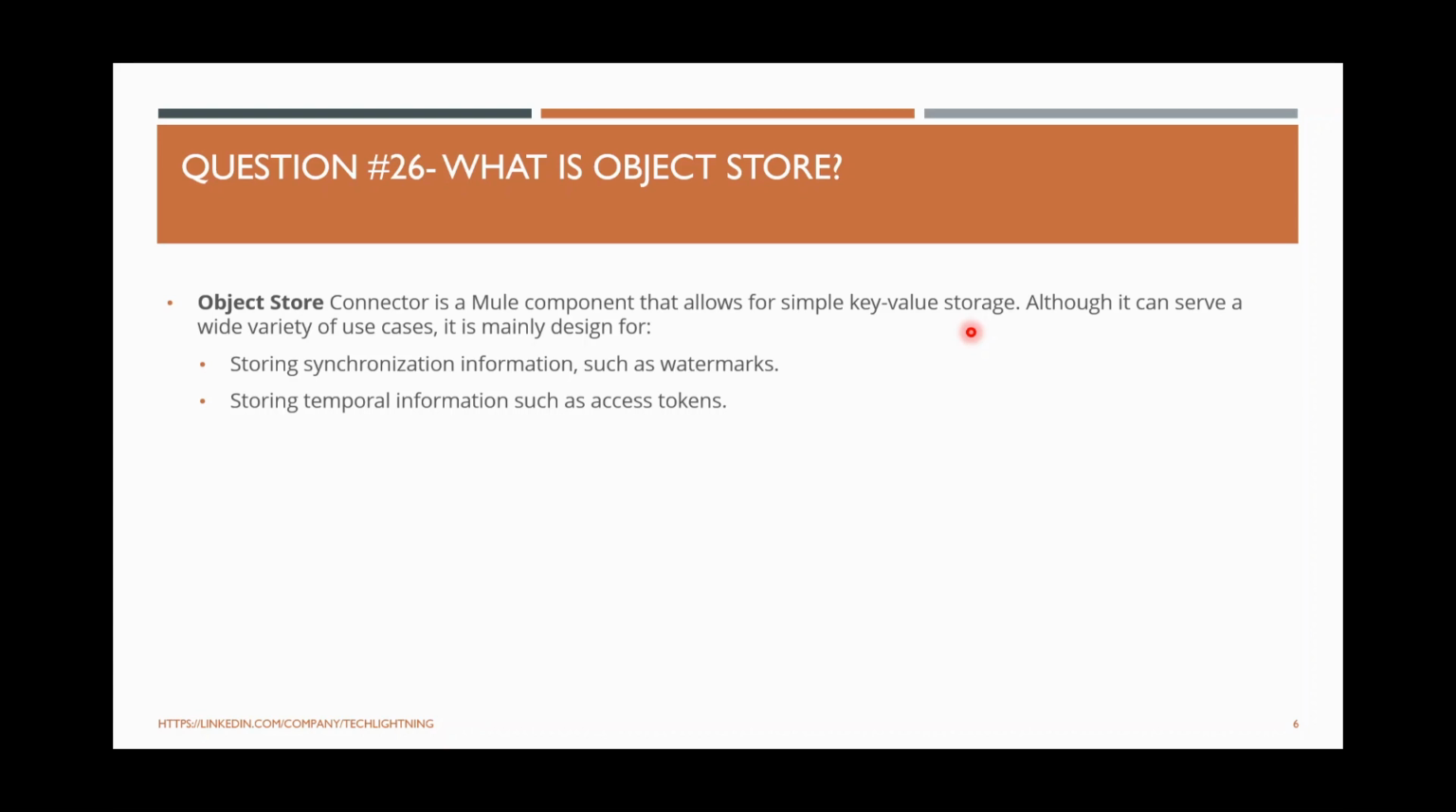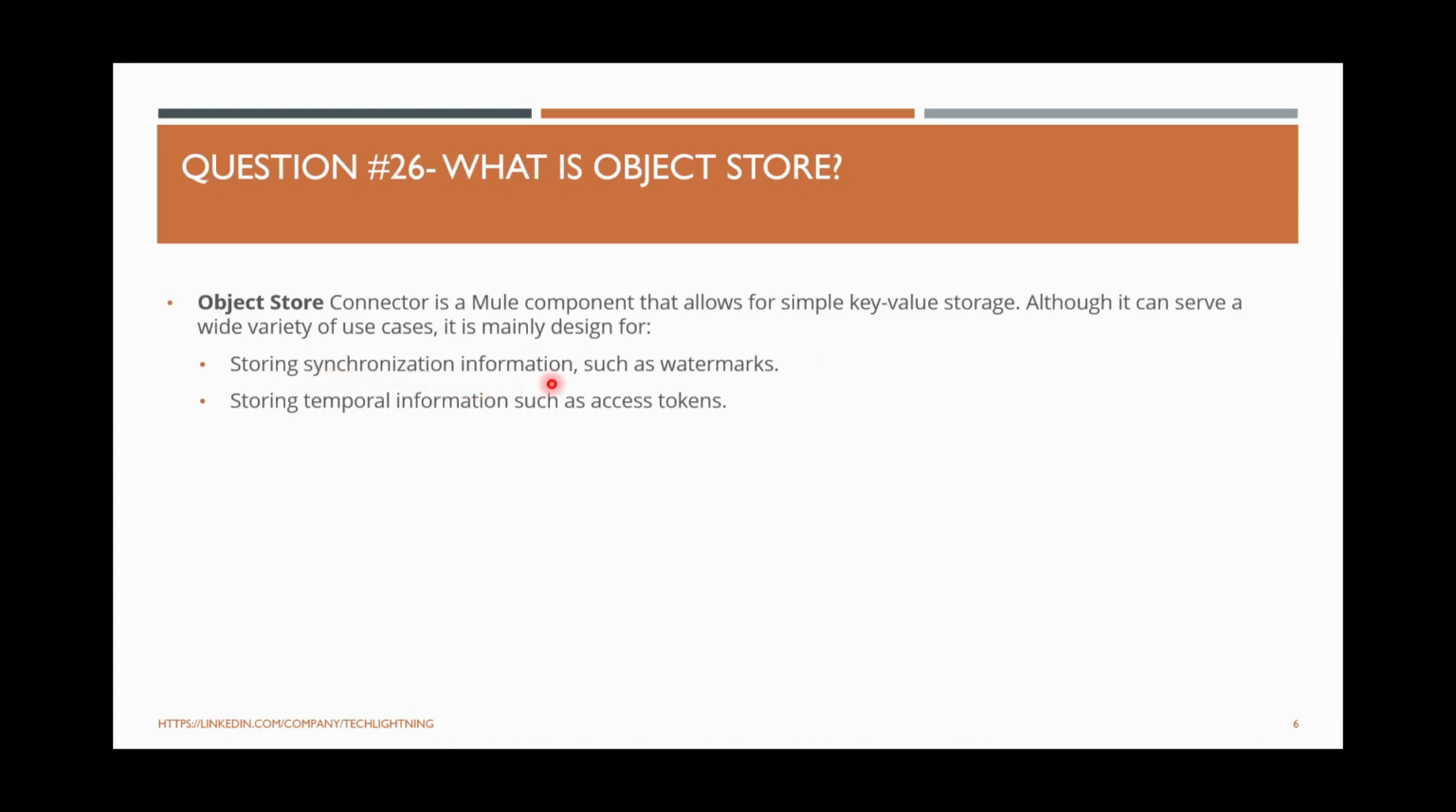Then later, when my interface runs the next time, I want to refer to the last process time I processed from my database. That value is already there in my object store within the specific key called last process time. I'll use that and take the value. This way, it is mainly used for storing synchronization information.